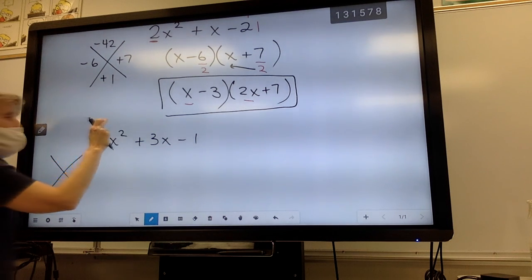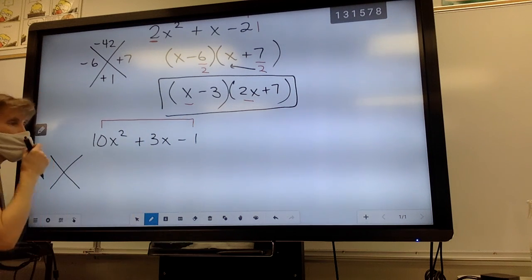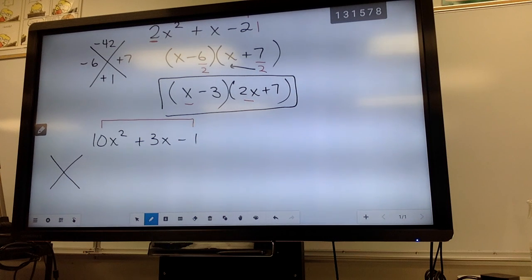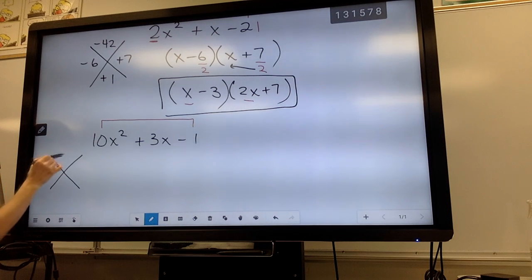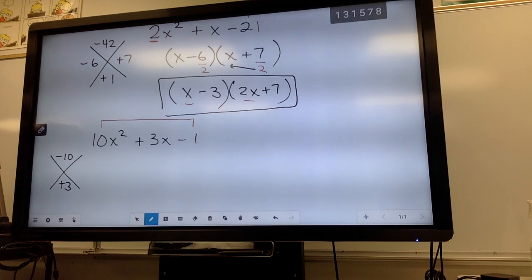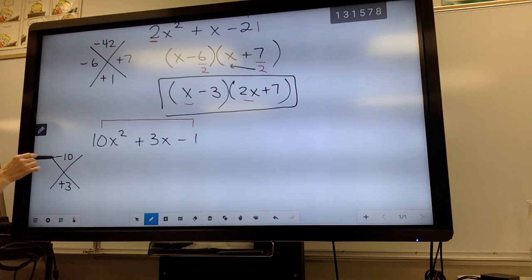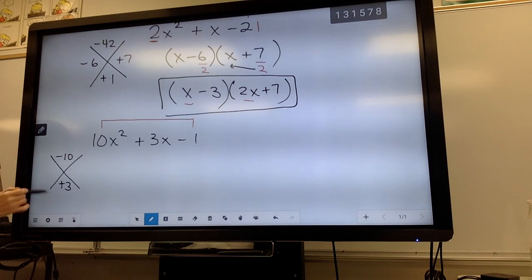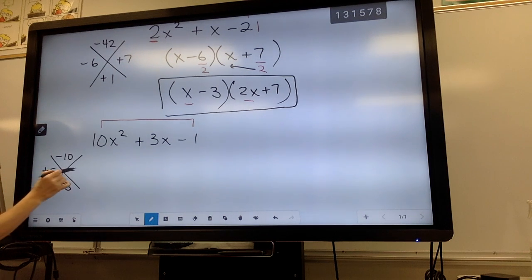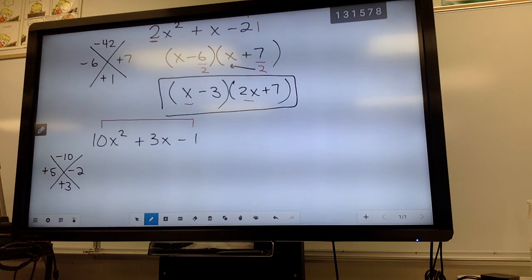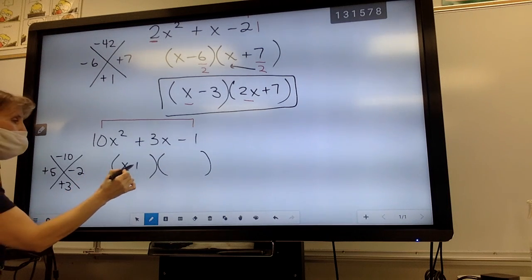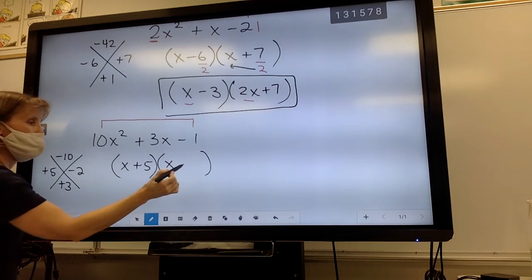We take the leading coefficient times the last number. And if there's another variable here, we're just taking it times the number itself. So 10 times negative 1, negative 10. And the middle coefficient is a positive 3. So what two numbers can I multiply and get negative 10, but when I add them together, I get a positive 3? 5, negative 2. I'm going to say x plus 5, and I'm going to say x minus 2.